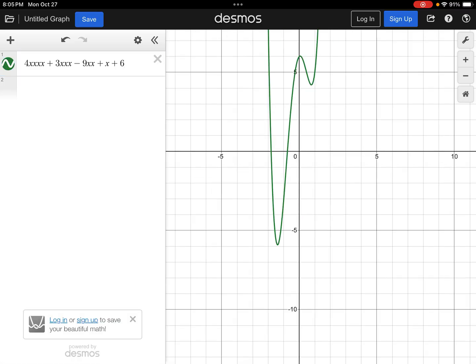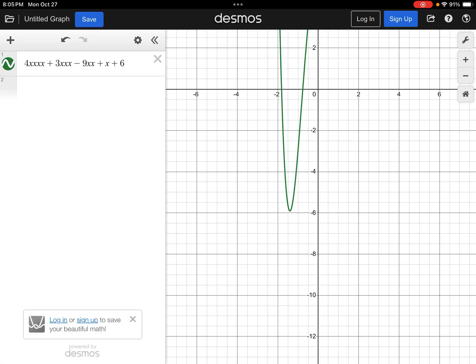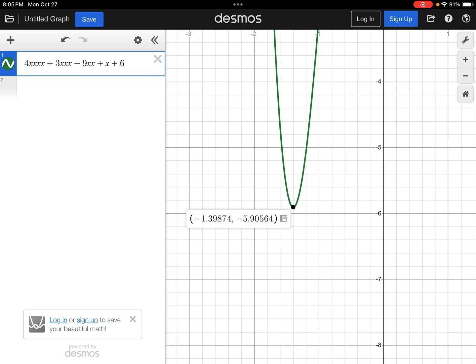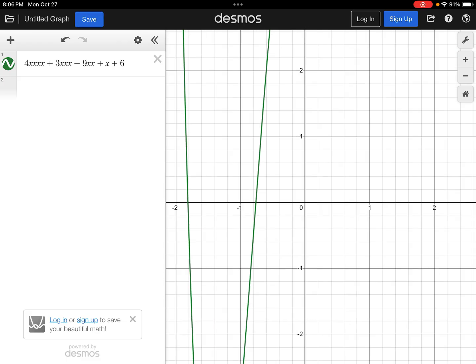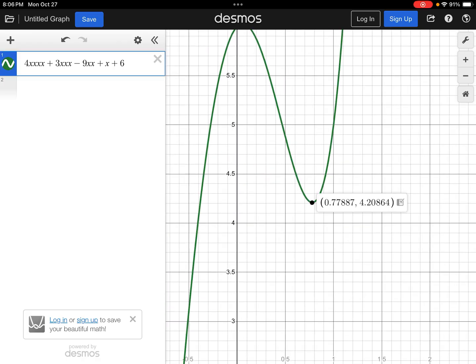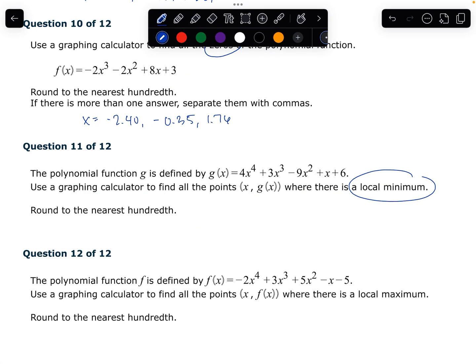So local minimums, I see 2. So the first one is down here. So it wants the point. So this point right here being negative 1.40, and the y value is negative 5.91. And then the other minimum would be this point right here. So 0.78, and the y value being 4.21. So that's what I'll put into the ALEKS.